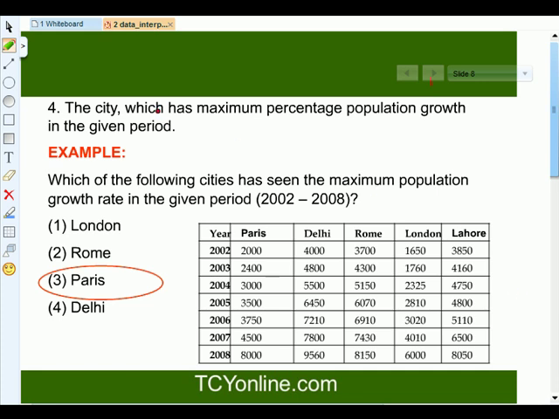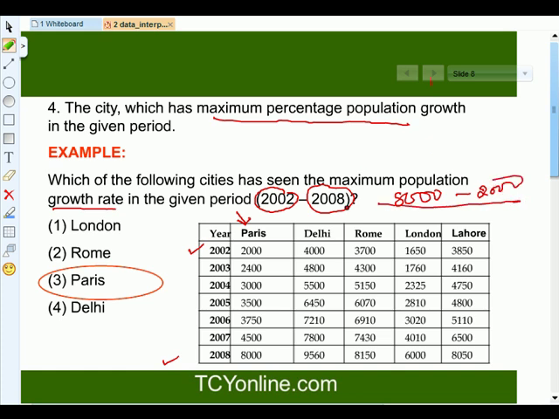Now apart from this, we can also find the city which has the maximum percentage population growth in the given period. For example, it says which of the following cities has seen the maximum population growth rate in the given period, that is 2002 till 2008. For this, first of all, we will study each of these cities. For Paris, from year 2002 to 2008, we will find the increase in the population. For this, we will use the formula 8,000 minus 2,000 divided by the initial population of 2002, that is simply 2,000, and then times 100. Similarly, we will do it for Delhi, then for Rome, then for London, and finally for Lahore. So we will find that Paris has the maximum population growth in the given period of 2002 till 2008.